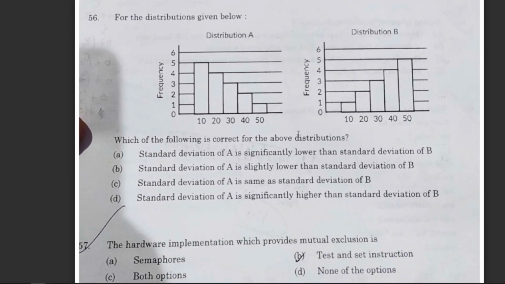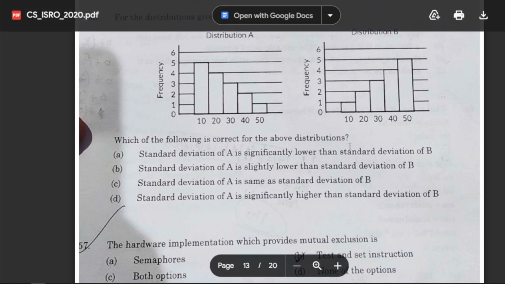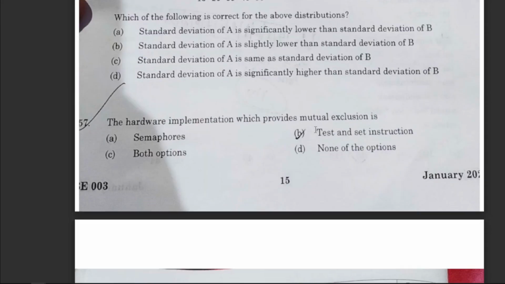56 is: for the distribution given below, distribution A and distribution B, which of the following is correct for the above distribution? So for 56 our answer will be C, that is standard deviation of A is the same as standard deviation of B.